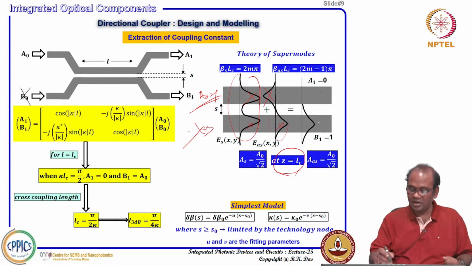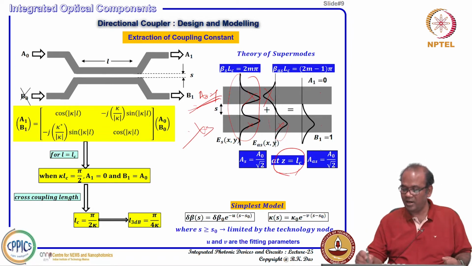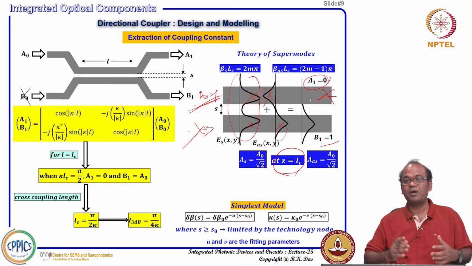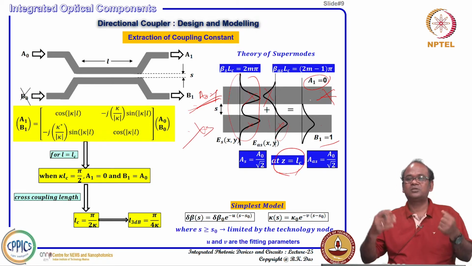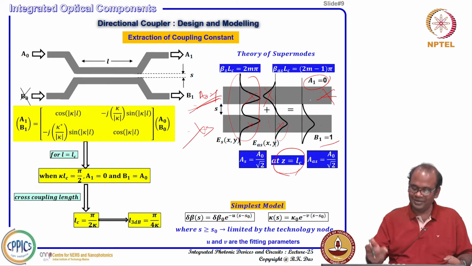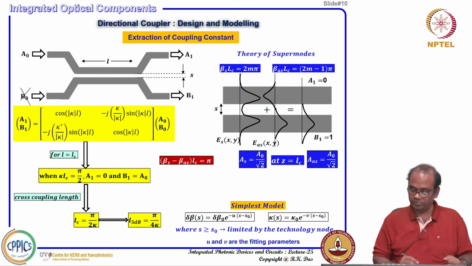So, in that case, if I launch A naught equal to 1 here, I will get B naught, B1 equal to 1, A1 will be equal to 0, here nothing will be there. So, that means complete cross coupling takes place. We can explain that just considering symmetric and antisymmetric supermodes, and these supermodes can be actually solved.